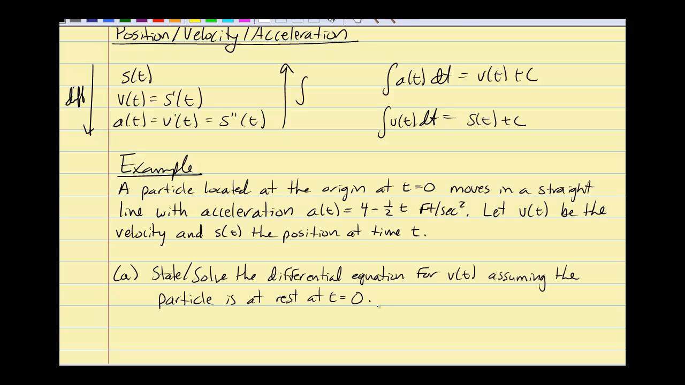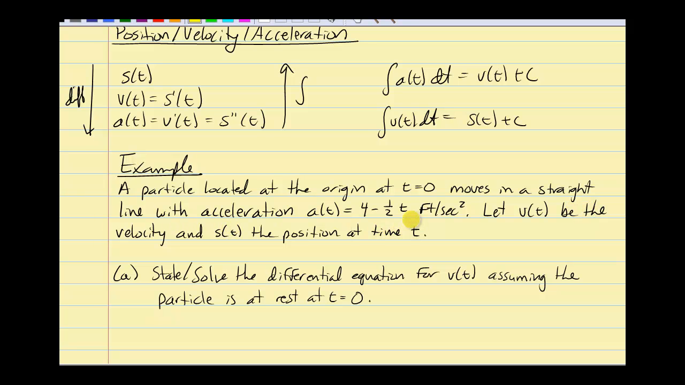So for this example, we're looking at a particle that's located at the origin, so it's starting its travels at the origin at time equals 0. It moves in a straight line and it has an acceleration function a of t equals 4 minus 1/2 t, which is linear as well, feet per second squared. As usual, let velocity v of t and s of t be the position function at time t.